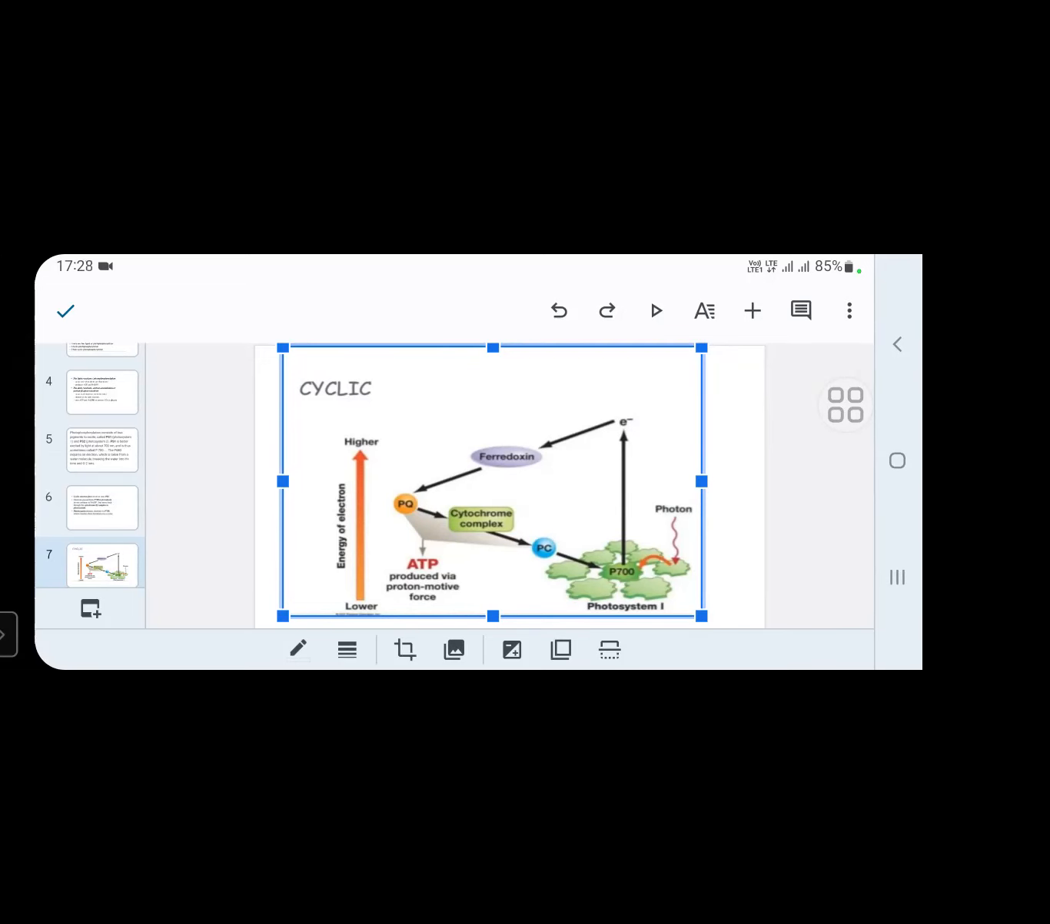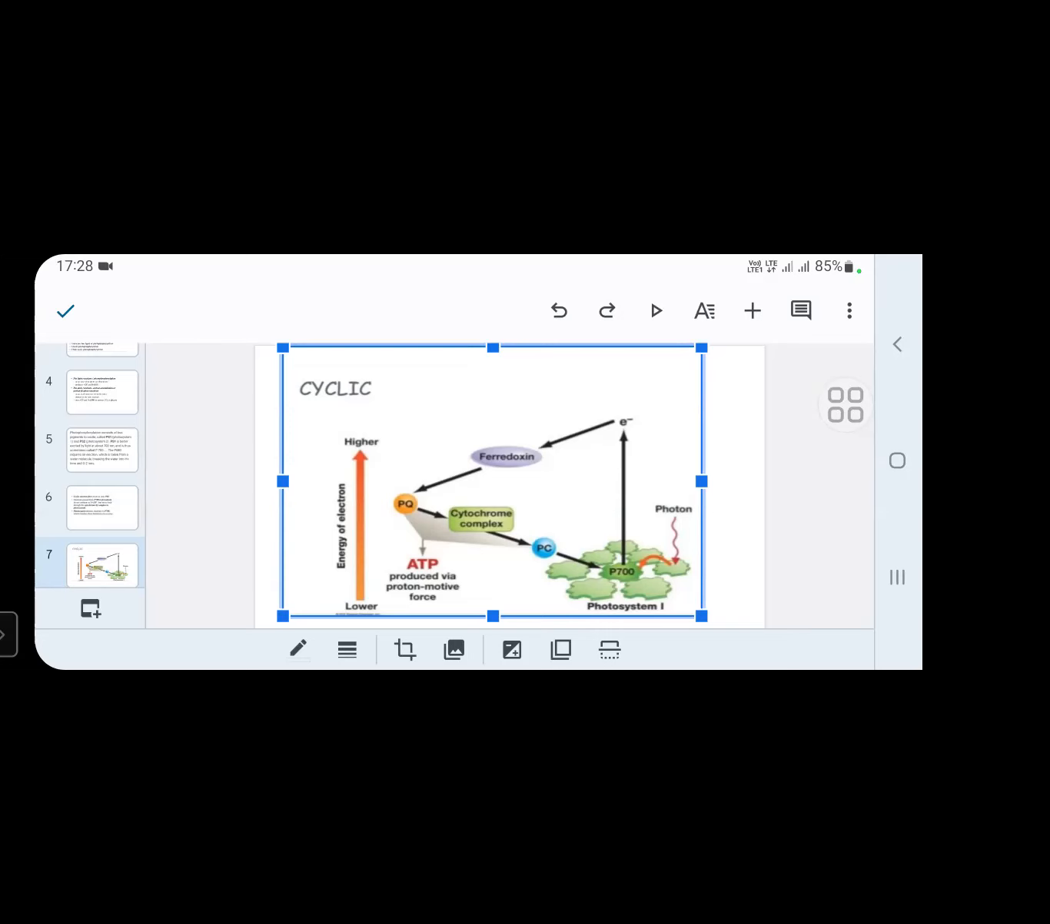The electrons are accepted by the iron sulfur protein. So the primary acceptor of PS1 is the iron sulfur protein. Then the electrons proceed through ferredoxin A, B, which contain iron sulfur. Instead of being passed on to NADP, the electrons are returned from reduced ferredoxin via cytochrome b6. You can observe here, from P700 the electrons are moved to the primary electron acceptor.